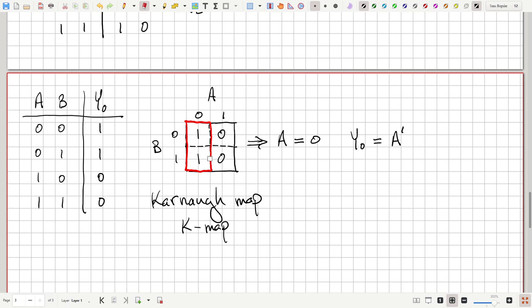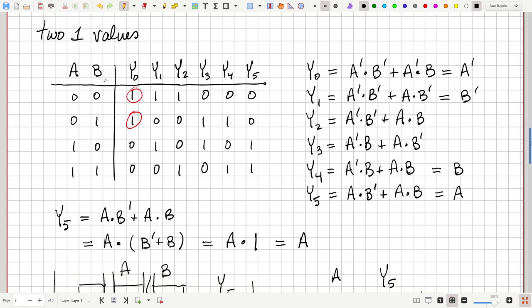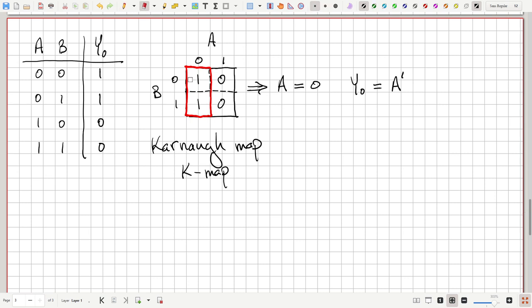So I can graphically, instead of having to go up here and say, well, we're going to factor out the A prime, and then that becomes A prime and B or not B, and B or not B is 1. So you got A prime and 1. So that's just not A. Right? Instead of doing it algebraically, we can do it graphically. Do the algebra graphically. So we can just see this structure here. This column corresponds to A is equal to 0. Anytime A is 0, either where B is 0 or B is 1, well, then Y0 is equal to 1.